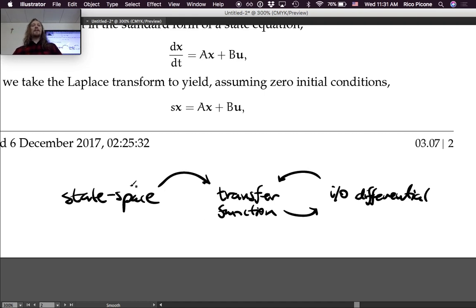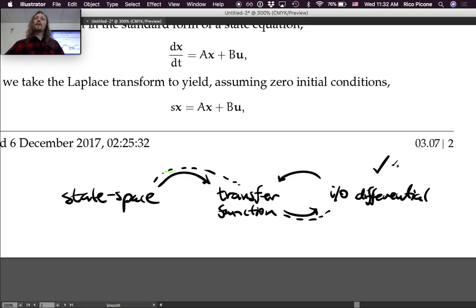which will allow us to do what we want to be able to do, I guess, for the remainder of the semester. One of the procedures we're going to want to be able to do is to go from state space to transfer function to input-output differential equation. Okay? And the primary motivation for that at this point is that it's a good thing to know how to do, right?